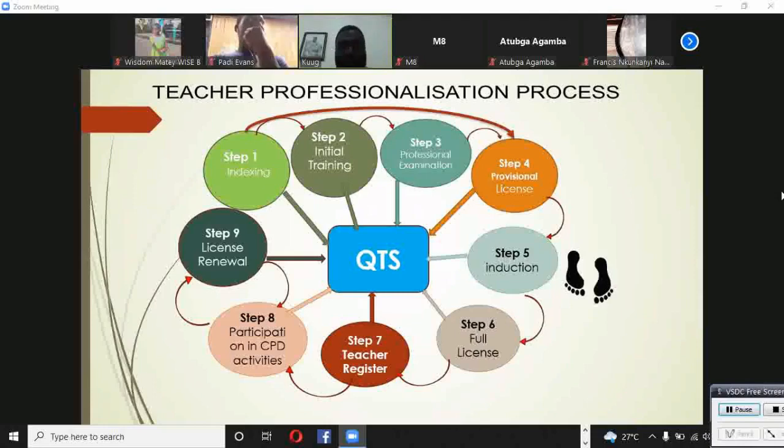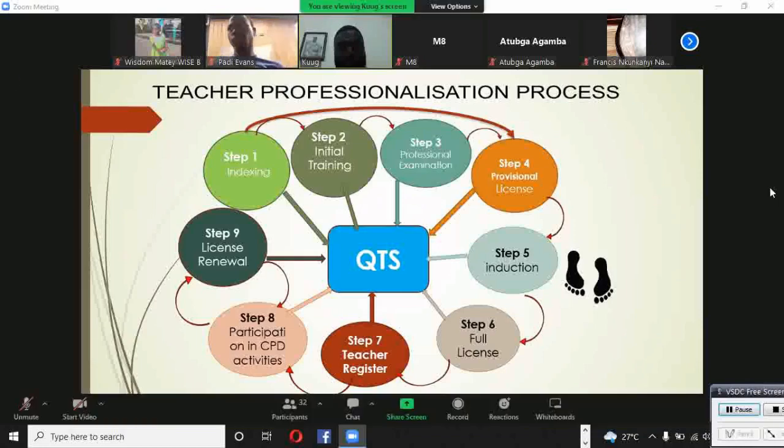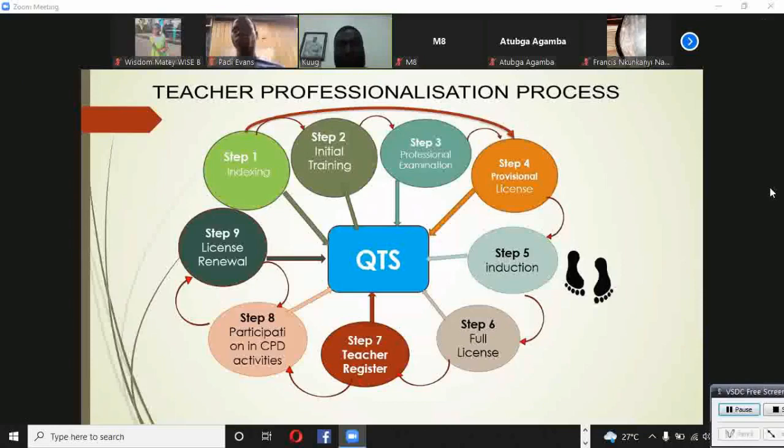Please, let's go through the teacher professionalization process again. Step 1 is the indexing. The indexing involves taking data of a trainee or a prospective teacher at the stage before entering the teacher education institution or teacher training institution. The second step is for you to go through initial training as a prospective teacher, be it at the College of Education or the university. After your training, you write the professional examination, what we call the Ghana Teacher Licensure Examination.